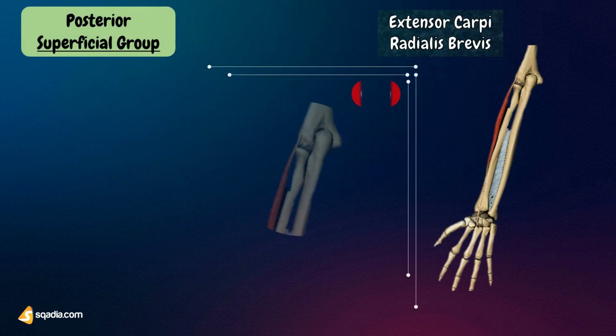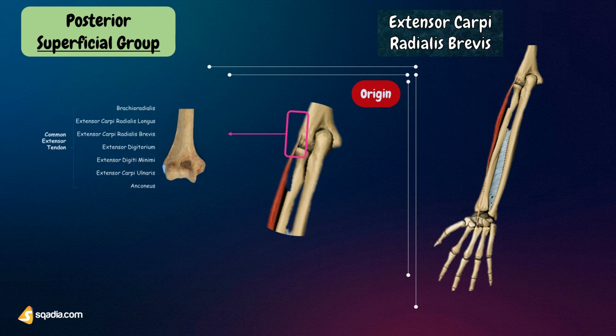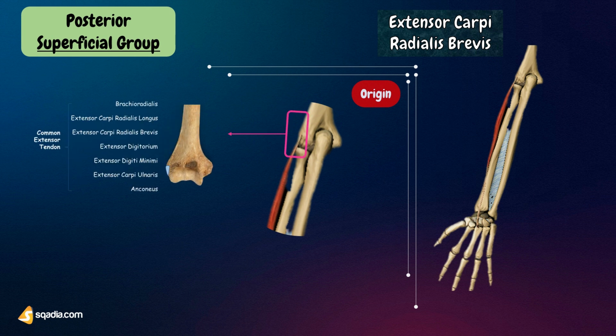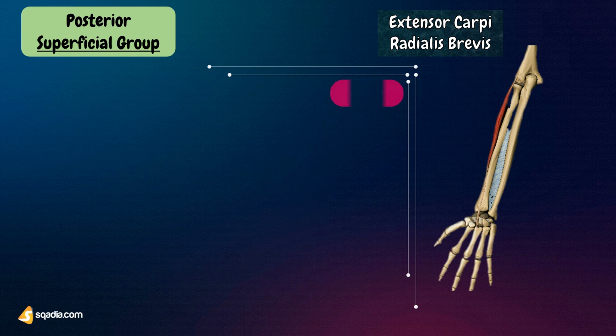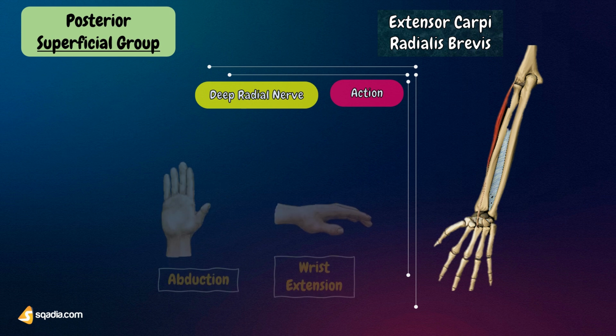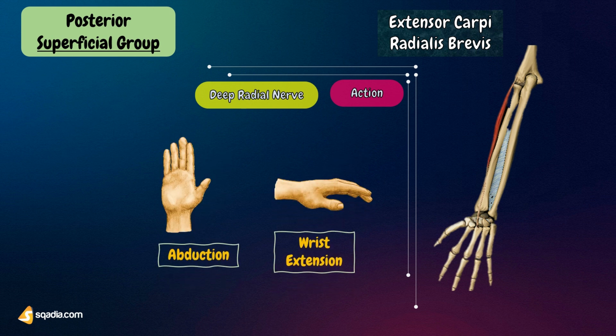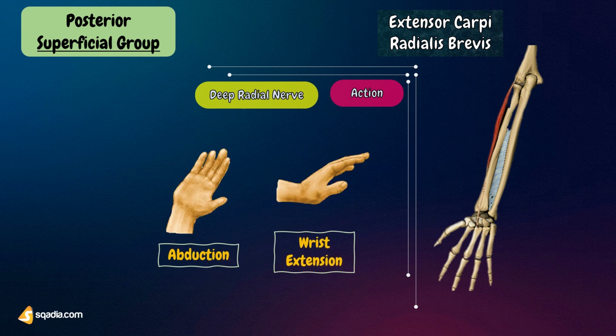So the extensor carpi radialis brevis is a short muscle that originates from the lateral epicondyle of the humerus. Its fibers are then inserted into the base of the third metacarpal bone by passing under the extensor retinaculum. It is innervated by the deep branch of the radial nerve, which stimulates the muscle to extend and abduct the hand at the wrist joint.